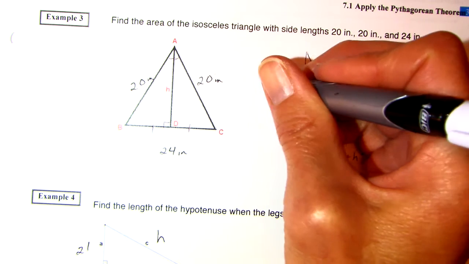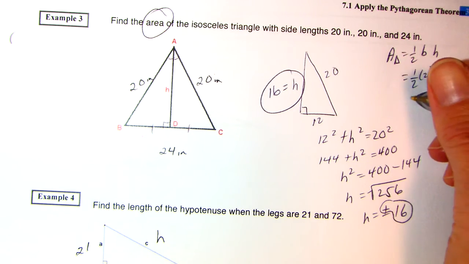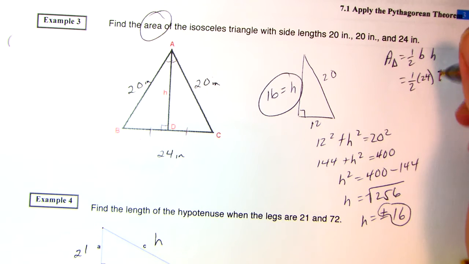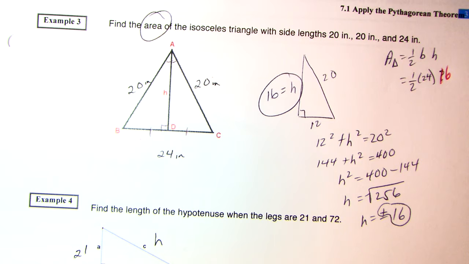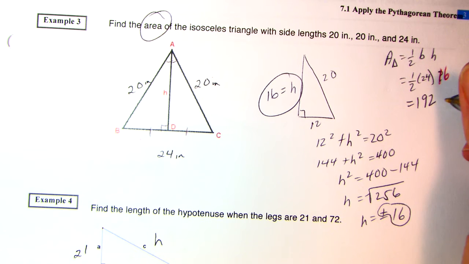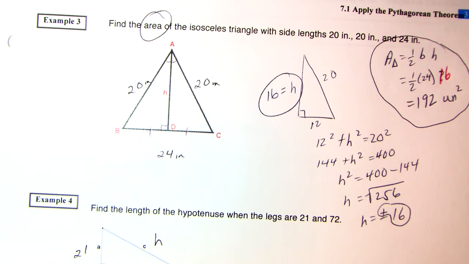Are we done with the problem? No, because I want the area. So area is equal to 1/2. Let me put a 16 in here. 24 times 16. Well, 1/2 of 24 times 16 is 192. Now you're going to leave it as 192? Oh no. Units squared. So that is what we're looking for. A lot of work involved in that, but it's not difficult. I know you can handle this. A lot of review here.